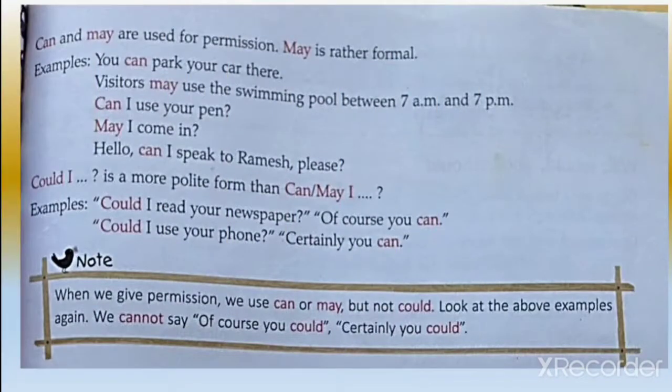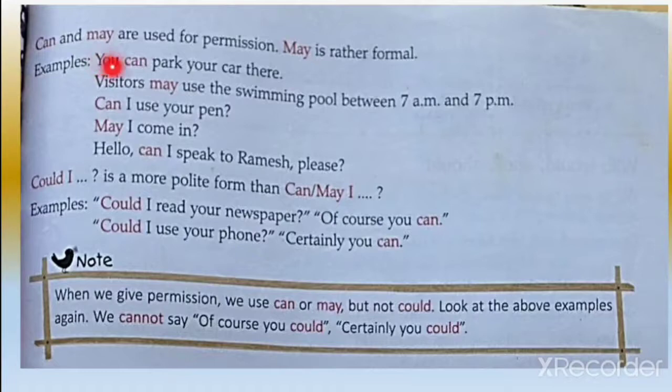Look at everybody, now on page number 65. Can and may are used for permission. May is rather formal. Now earlier, on page number 64, we have seen that can we can use for the ability and know how to.